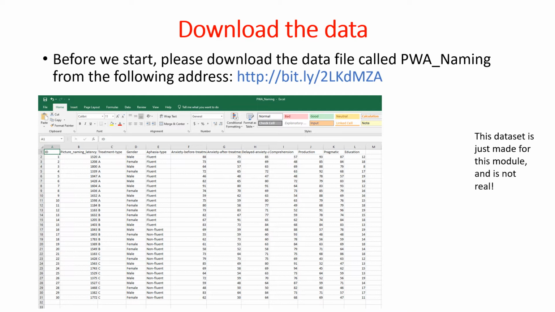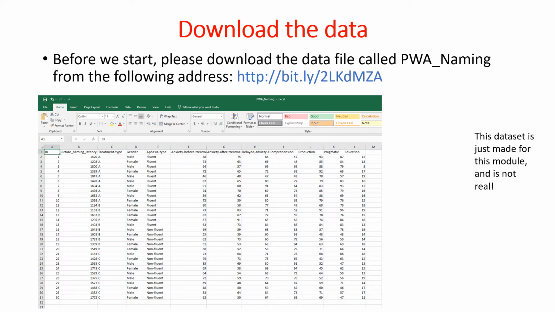And then there are other types of variables here too, such as gender, treatment type, and aphasia type. We measured their level of anxiety 3 times during the course of treatment: once before the treatment, once right after the treatment, and once again 6 months after the treatment was over, which we call delayed anxiety measurement.